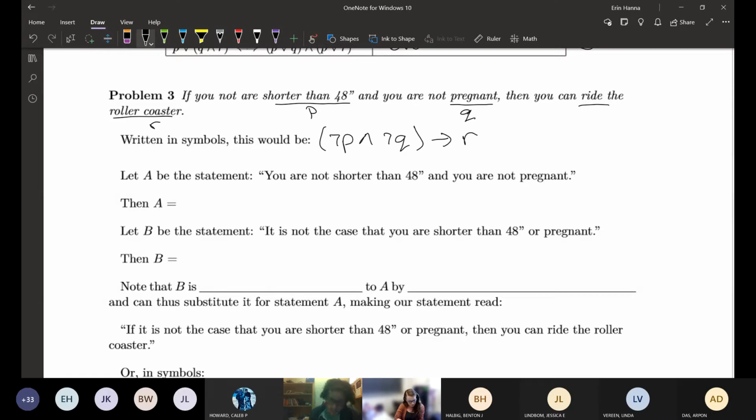So let's look at that first chunk of that. You are not shorter than 48 inches and you are not pregnant. So that was our not P and not Q. Say I want to look at a different statement B, which is it is not the case that you are shorter than 48 inches or pregnant. What that would turn into is it's not the case. Now, the entire case kind of has to go in parentheses because we have multiple things that are considered in this case, quote unquote, shorter than 48 or pregnant. Okay. So it is not the case shorter or pregnant.